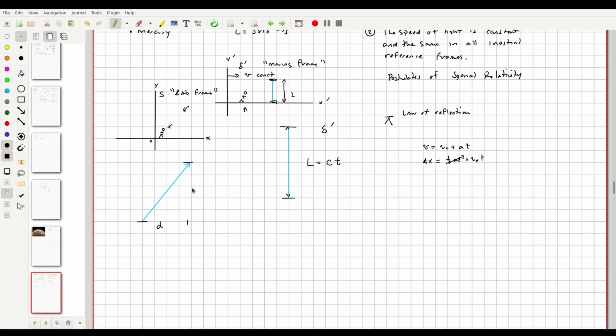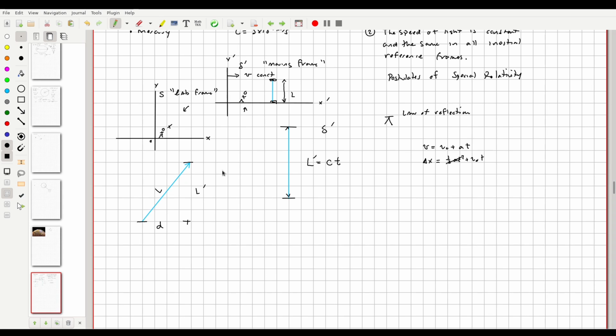Now, the distance between the top and the bottom is the same. That's L. What's different, though, is the path that they see. Now, I'm going to call this path L prime. I'm going to call this path L, since it relates to S and this relates to S prime. Now, both of these people agree that the distance between the bottom and the top is the same. What they disagree about is the path that light took.